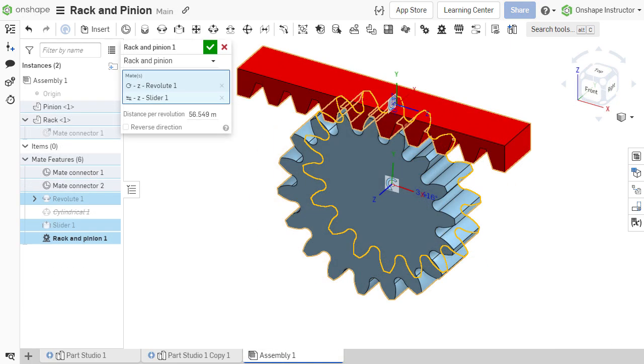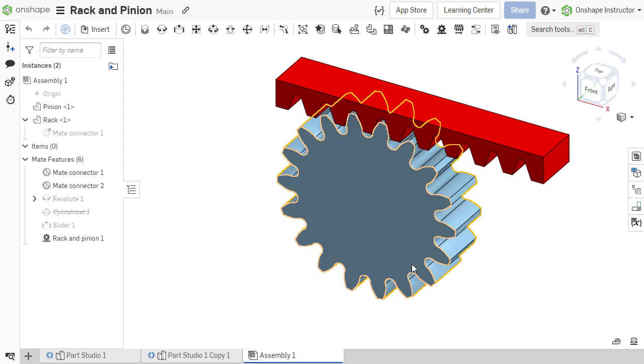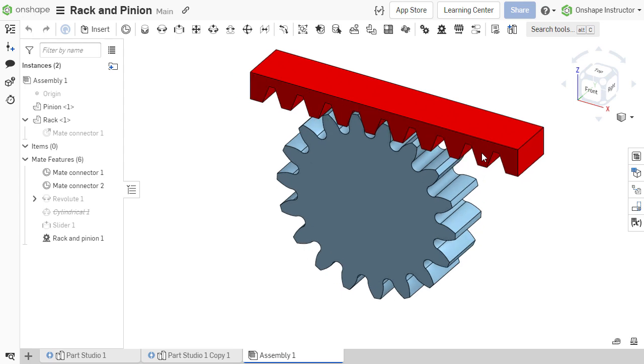The rack and pinion relation relates a rotational degree of freedom with a linear degree of freedom. If a component is rotated, another component moves a prescribed linear distance per rotation, or vice versa.